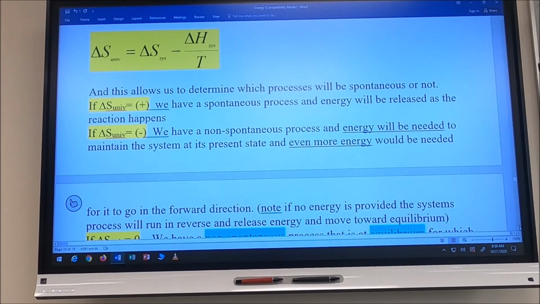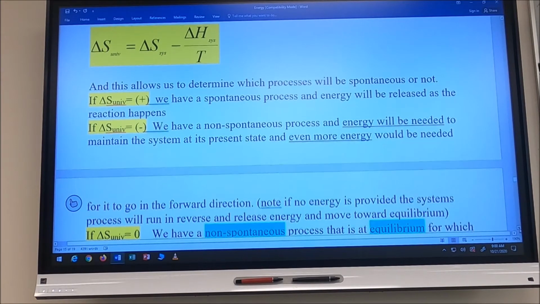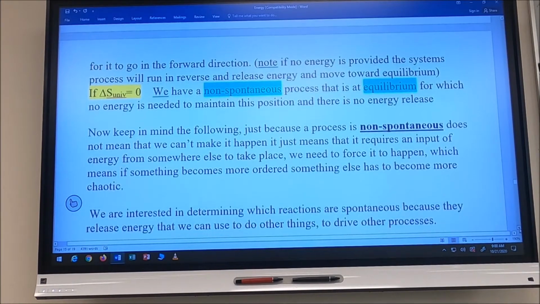Okay? If delta S of the universe is negative, we have a non-spontaneous process and energy will be needed to maintain the system at its present state, and even more energy is needed for it to go in the forward direction. Note, if no energy is provided to the system, the process will run in reverse and release energy and move toward equilibrium.